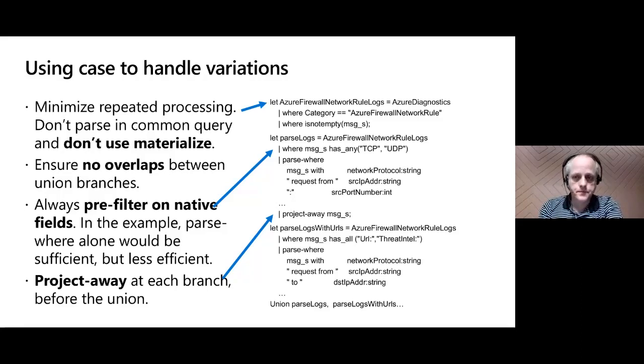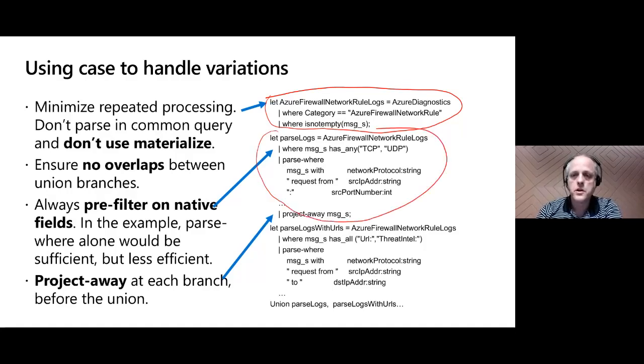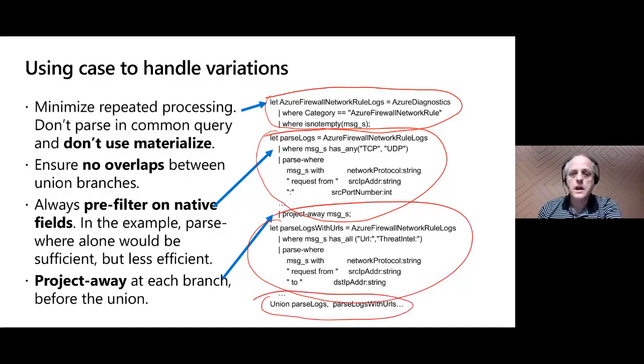If you have multiple variations, you may want to start with the initial filtering. So we'll take Azure Diagnostics and filter only the Azure Firewall messages and check that the message is not empty. And then you will have a special parser for each version, and your parser will union between them. It's a very good way to do that.